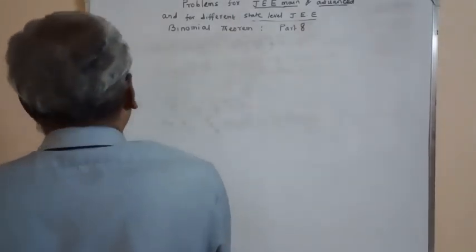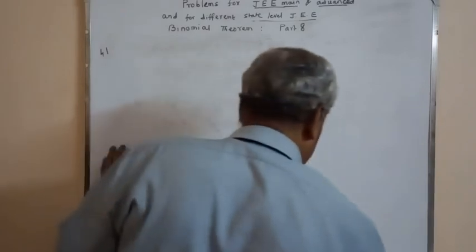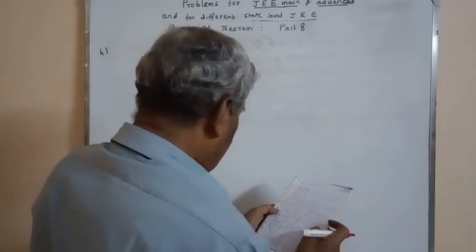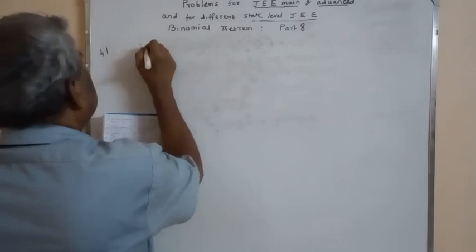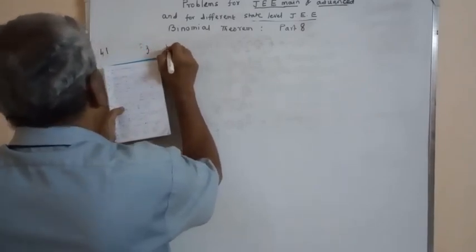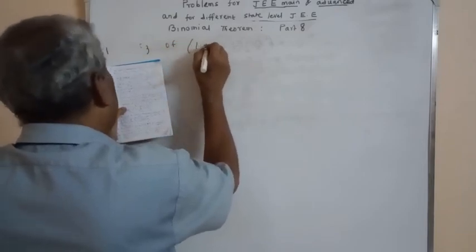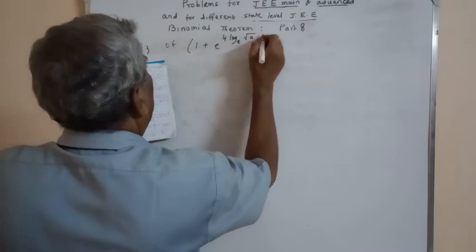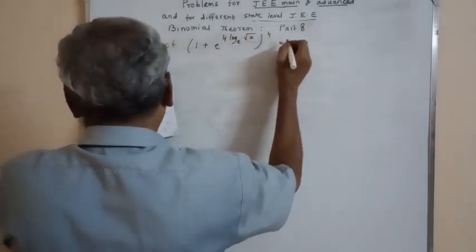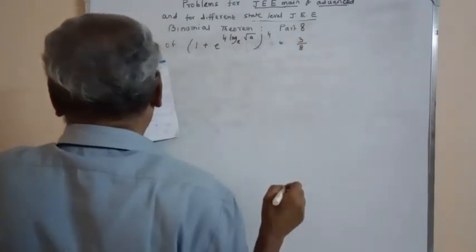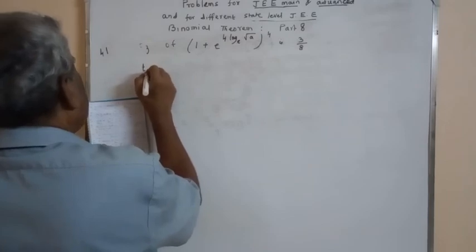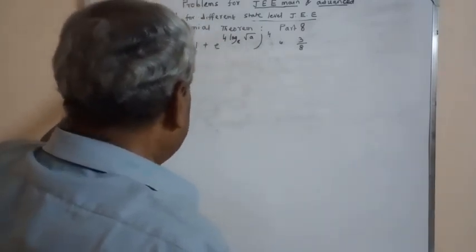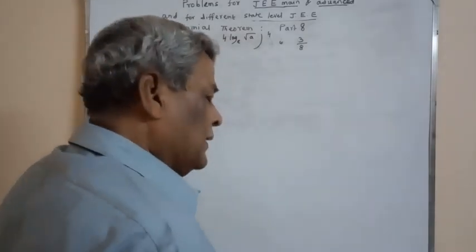Problem number 41 now. If the third term of (1 + e^(4 log_e √a))^4 is 3/8, then how much is the second term? Given that in that binomial its third term T3 is this, then we have to find the second term.